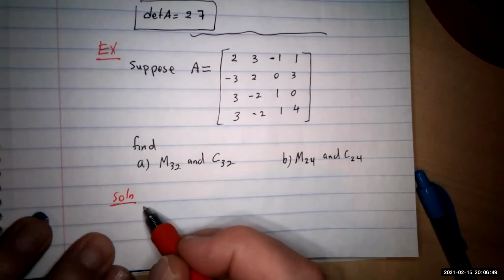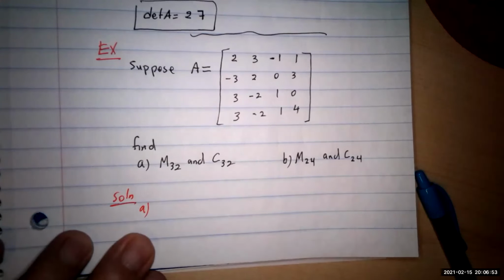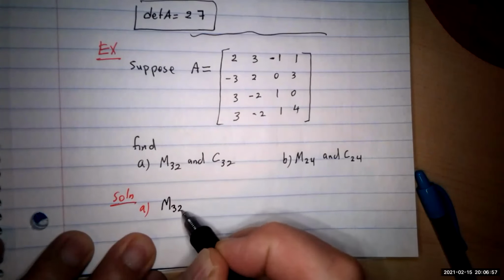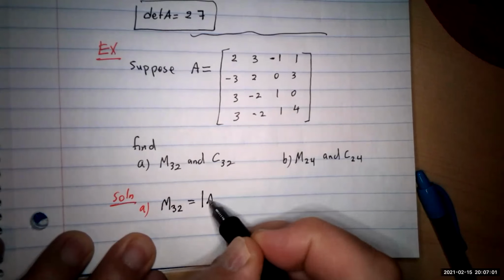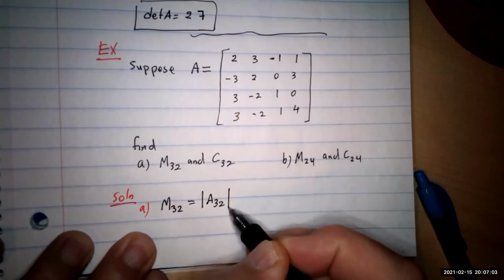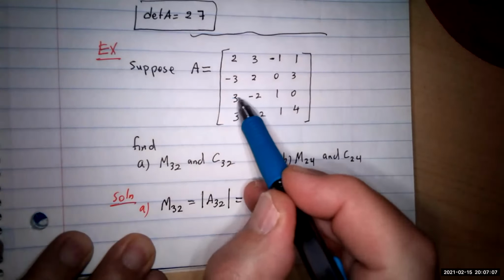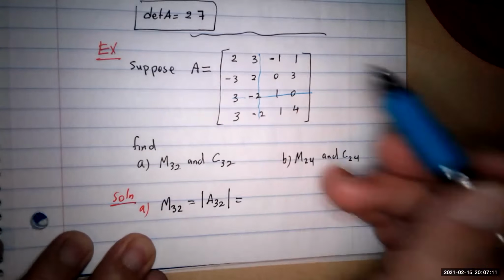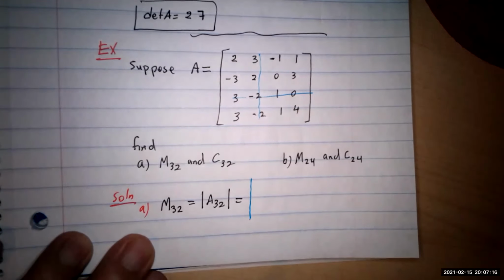Solution, the first part. You want to find M32. M32 means the determinant of this matrix, A32. So eliminate the first row and the second column, and you find the determinant of the leftover.